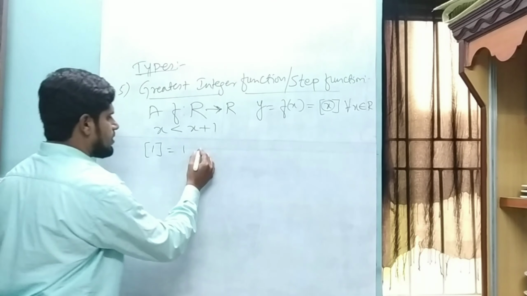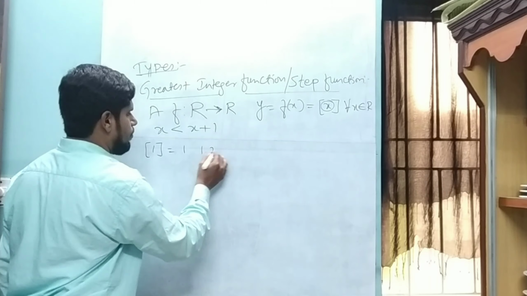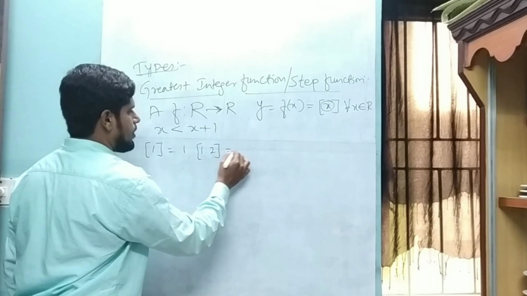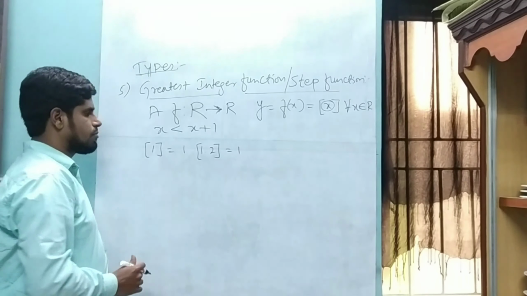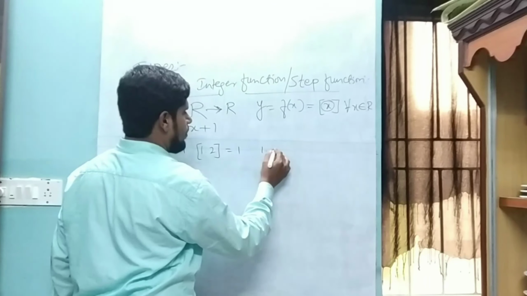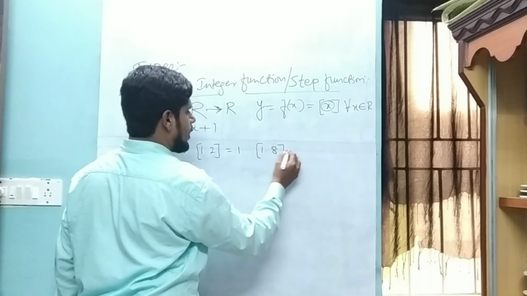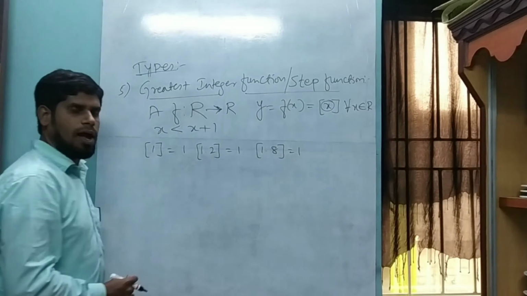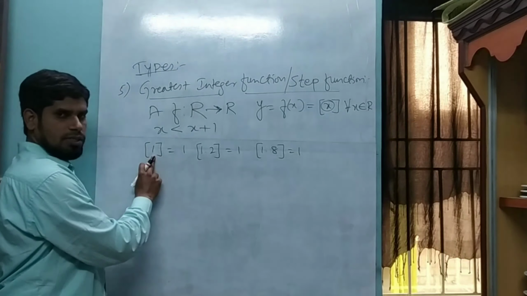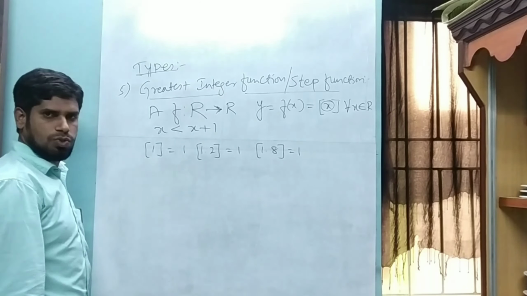If I take some decimals, 1.2, then also the answer is 1. If I take the decimal 1.8, still the answer is 1. As I said, x is strictly less than x plus 1. If I take x as 1, it cannot be equal to 2.